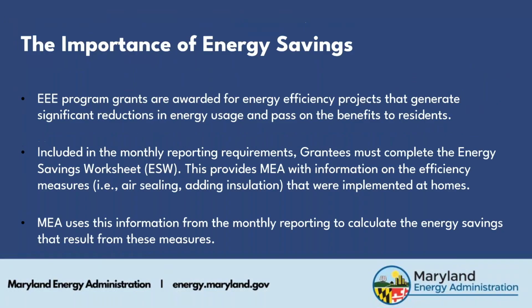The importance of energy savings. EEE program grants are awarded for energy efficiency projects that generate significant reductions in energy usage and pass the benefits to residents. Included in the monthly reporting requirements, grantees must complete the Energy Savings Worksheet, also known as the ESW, that we covered in the beginning of this training. This provides MEA with information on the efficiency measures, including air sealing, adding insulation, and so on, that were implemented at homes. MEA uses this information from the monthly reporting to calculate energy savings that result from these measures.